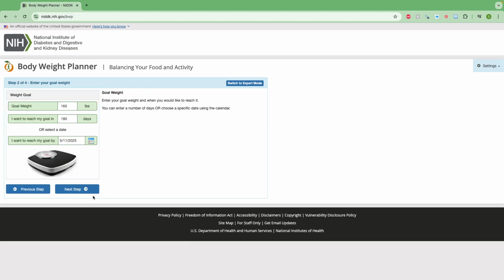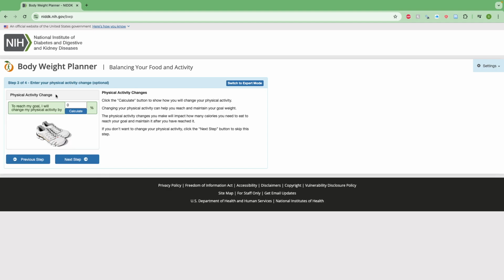All right, next we're going to go over what this patient's goals are. The CDC recommends that we have patients losing about 1 to 2 pounds, about 10% of their body weight over a period of about 6 months. So for this patient who was originally starting at 165, we're going to drop that down by about 16 pounds to 149. And like we said, we're going to reach that over a period of 6 months. So that's 180 days.